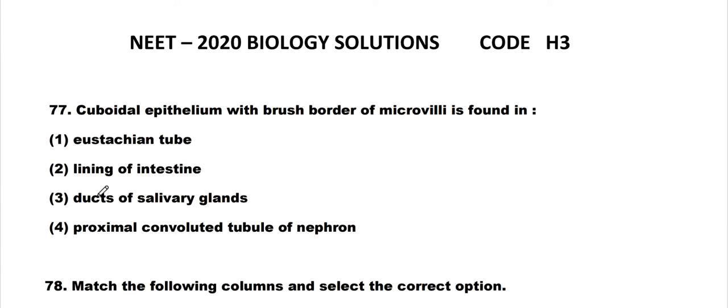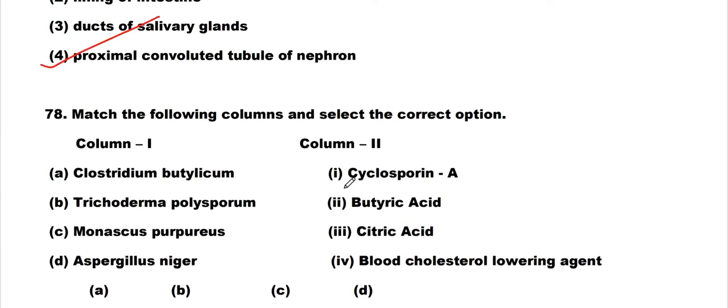Next, question number 77. Cuboidal epithelium with brush border. So remember, cuboidal epithelium with brush border of microvilli. So on the free surface of cuboidal cells, if microvilli are present, then it is called brush border cuboidal. And this brush border cuboidal is present to increase the surface area for absorption. So straight away, the answer is 4, proximal convoluted tubule of nephron. The answer is 4 for 77.